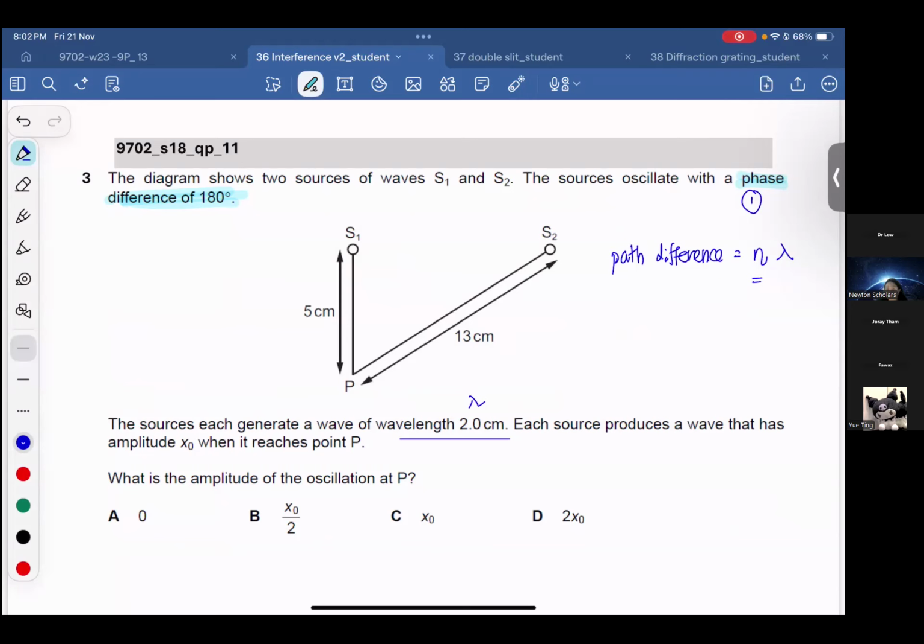Path difference is the extra distance travelled. So here, 30 minus 5 is the extra distance travelled by S2, equals unknown n times the wavelength, which is 2 cm. I didn't change to meters because here I am also using cm. When I do the calculation, I will get 4. Can you tell me if n equals 4, will I get constructive or destructive interference?